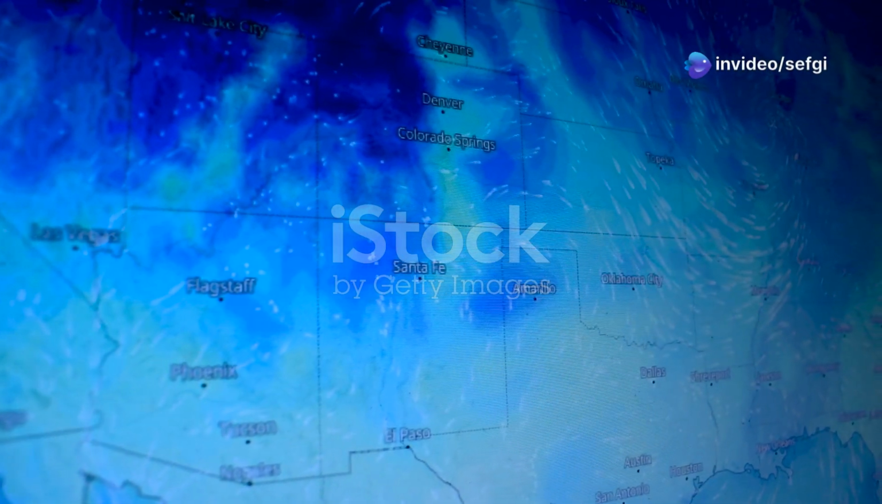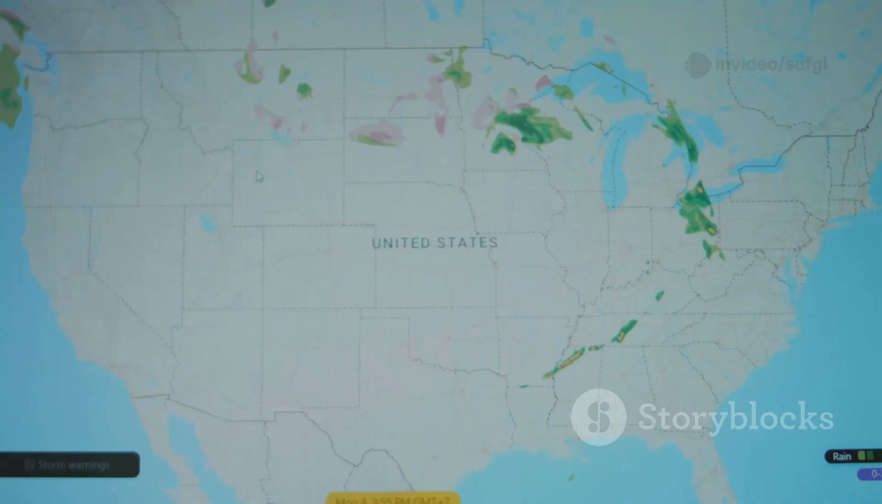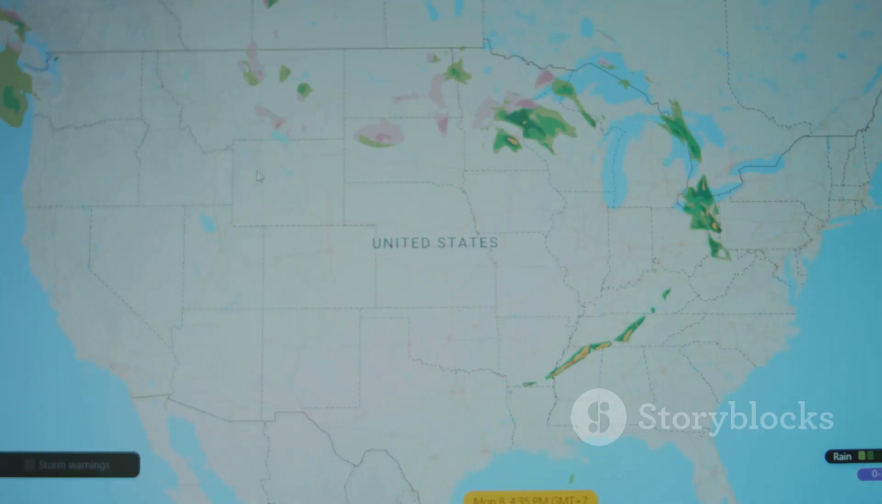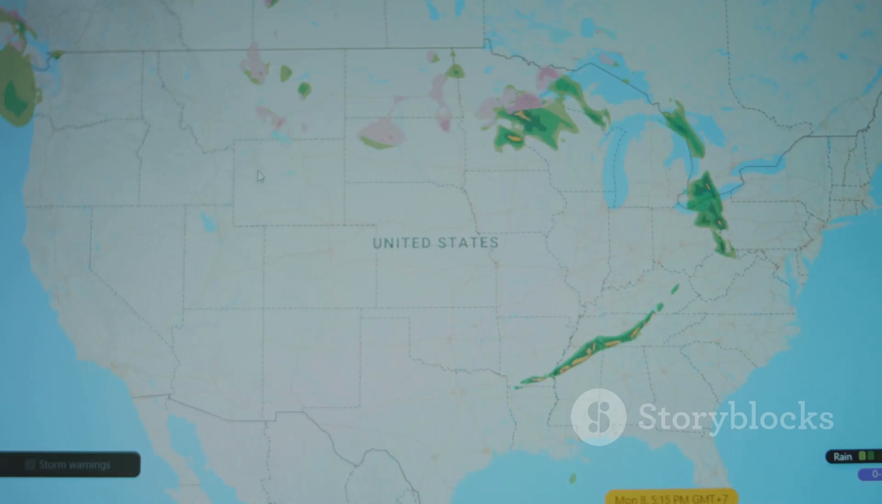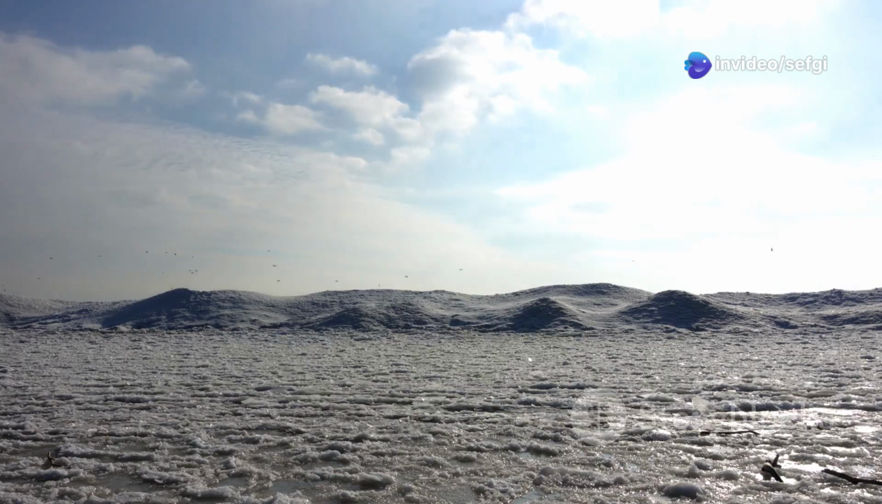Blocking highs are enormous atmospheric roadblocks. They are large areas of high pressure that move slowly or become stuck. When blocking highs park over a region, they disrupt the usual west to east flow of weather systems. This can lead to persistent and extreme weather patterns.